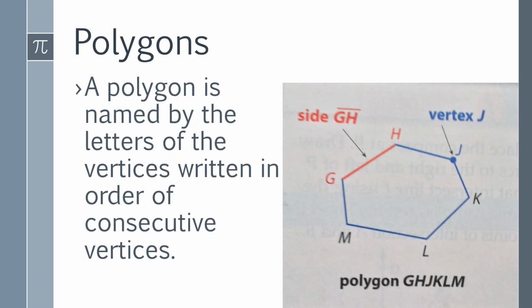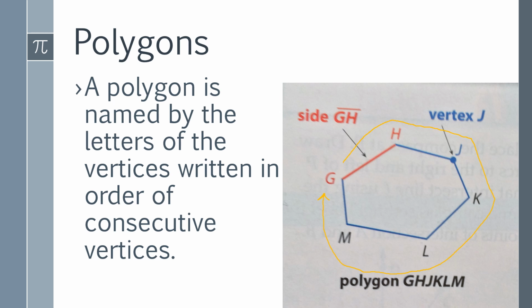Okay, so a polygon is named by the letters of the vertices written in order of consecutive vertices. So what does that mean? Well, in this case, we have polygon GHJKLM, right? So we're starting here and we are moving our way around the polygon, and every time we get to a new vertex, that becomes part of the name until we get back to where we started.